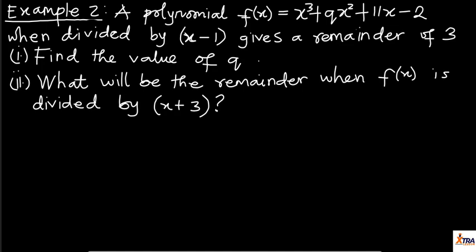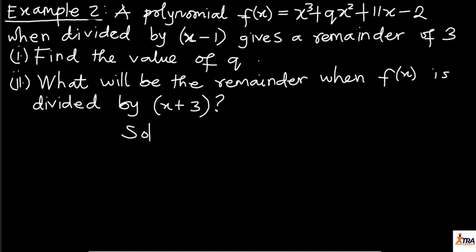Now, in this case, you are given a polynomial which has an unknown value in it, q, in its setup. So we are asked to find the value of that particular unknown, q, if when it's divided by x minus 1, it gives a remainder of 3. So what do we do here?